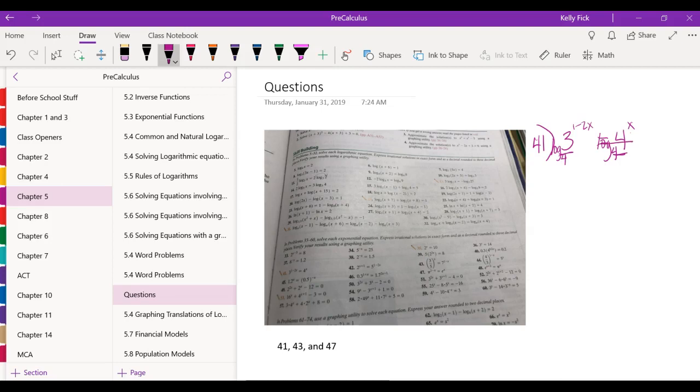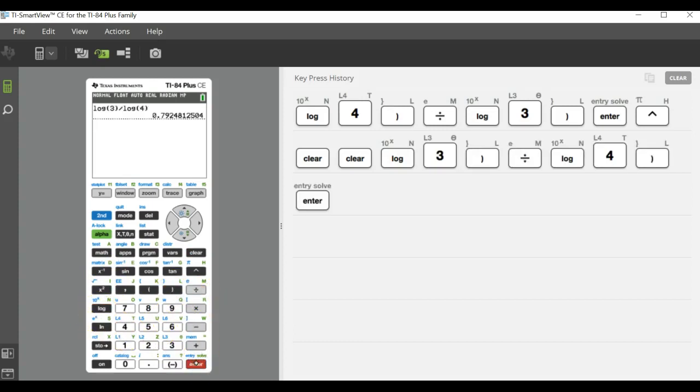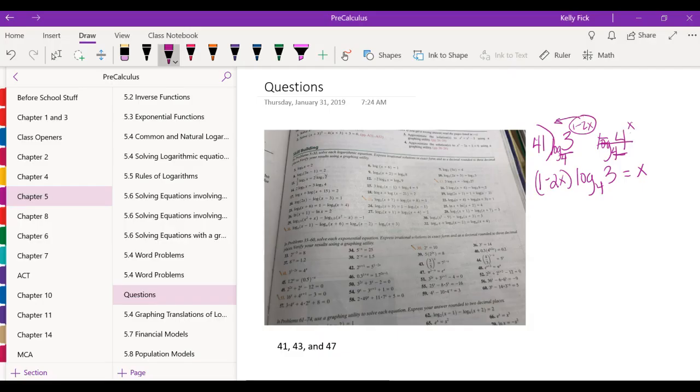So this side it cancels. The left-hand side it doesn't because these aren't the same. But I can drop my exponent down front now. So I have 1 minus 2x. And then I have log base 4 of 3 equaling x. So I'm going to put log base 4 of 3 into my calculator, which means that I need to do log of 3 divided by log of 4, which gives me 0.792. So 0.792 is what I'm going to use. So then I have 1 minus 2x times 0.792, so this is being multiplied here, equaling x.